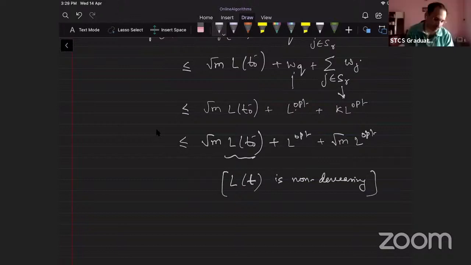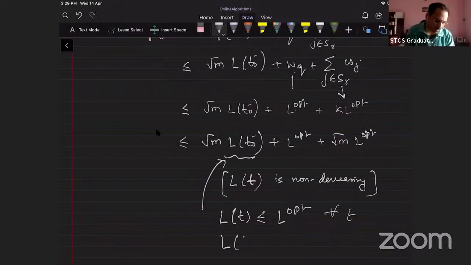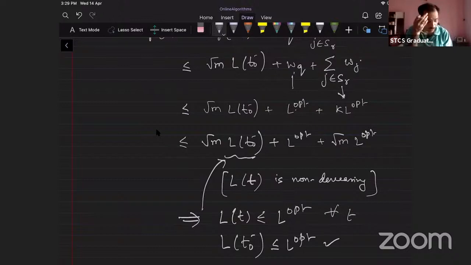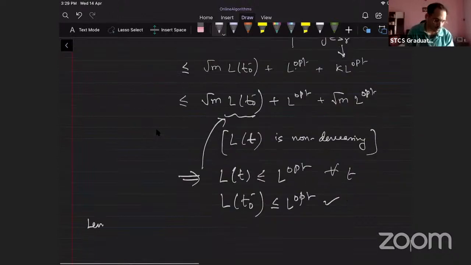But I don't need this, right? LT0 itself is L of t. What I proved is this is at most LOPT for all time t. So in particular, LT0 minus is less than LOPT. So we have shown this, right? Making it a special case at t equal to T0 minus, we get what I want. You're right that L of t is a non-decreasing function, but I don't need to use that. I've already shown that for all time t, L of t is less than or equal to LOPT. So in particular for time t equal to T0 minus. So the lemma is proved, and so is the result.